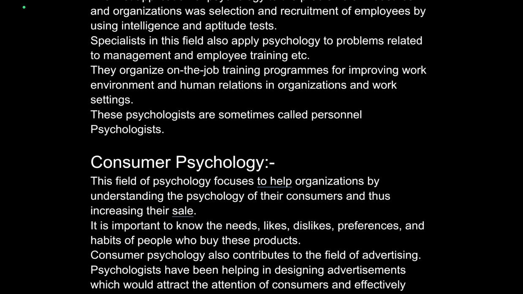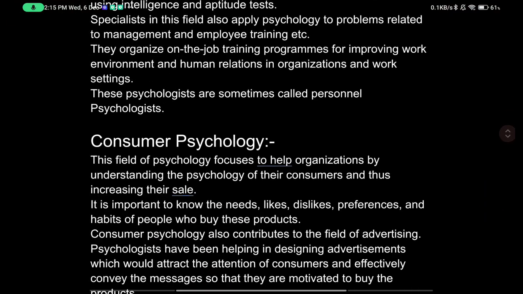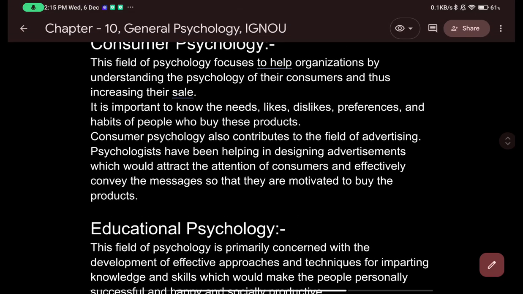So they organize these workshops, where they teach employees methods to minimize their workload, minimize their strain, and maintain their work-life balance. So these kinds of things. These psychologists are sometimes called personnel psychologists. I don't know why they are called that though.